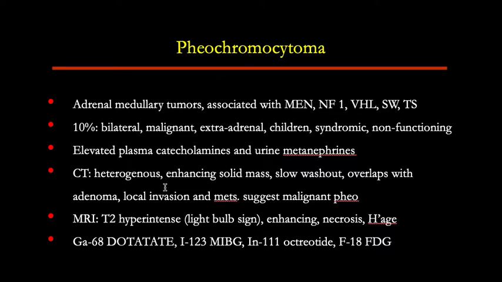Typically, patients have elevated plasma catecholamines and urine metanephrines. On CT, these are seen as heterogeneous, enhancing solid masses with slow washout, with imaging findings that overlap with benign adenomas. And when there is local invasion or metastatic disease, that suggests a malignant pheochromocytoma. On MR, these are T2 hyperintense, show contrast enhancement, and may show internal necrosis and hemorrhage. In terms of nuclear medicine studies, we now have gallium-68 dotatate PET-CT to evaluate these tumors. Earlier, we would use I-123 MIBG or indium-111 octreotide or even F18-FDG.